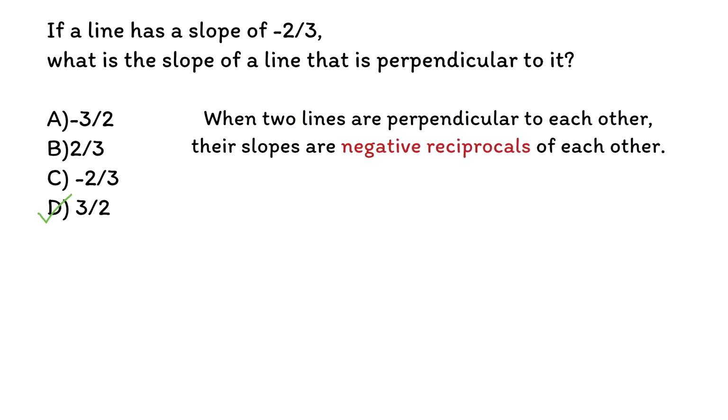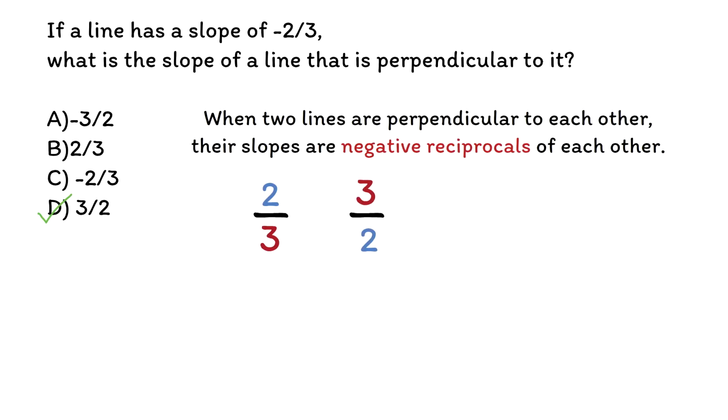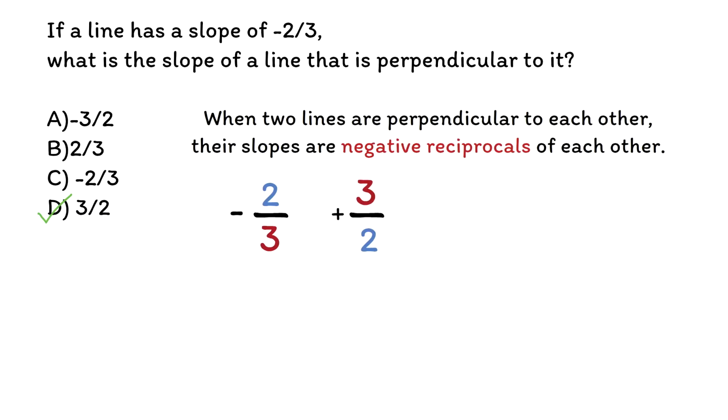Reciprocal here simply means flipping the numerator and denominator of the number. So 2/3 will be 3/2. The negative will simply change the sign. So here, since this is -2/3, we will have positive 3/2. We basically flipped the numbers and changed the sign. There's no need to write plus in front of a number, so the answer is D, 3/2.